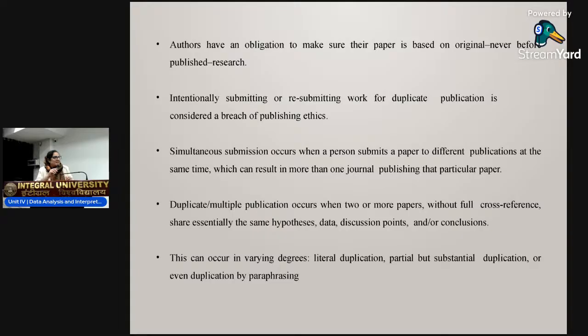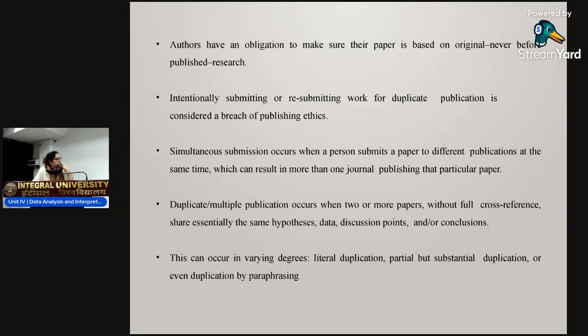Authors have an obligation to make sure their paper is based upon original, never before published research. This is a known fact. Intentionally submitting or resubmitting work for duplicate publication is considered a breach of publication ethics. So why would it be unintentional, right? Because unless you are sleepwalking, you do not have control over what you are doing, right? Then only we would go for this.